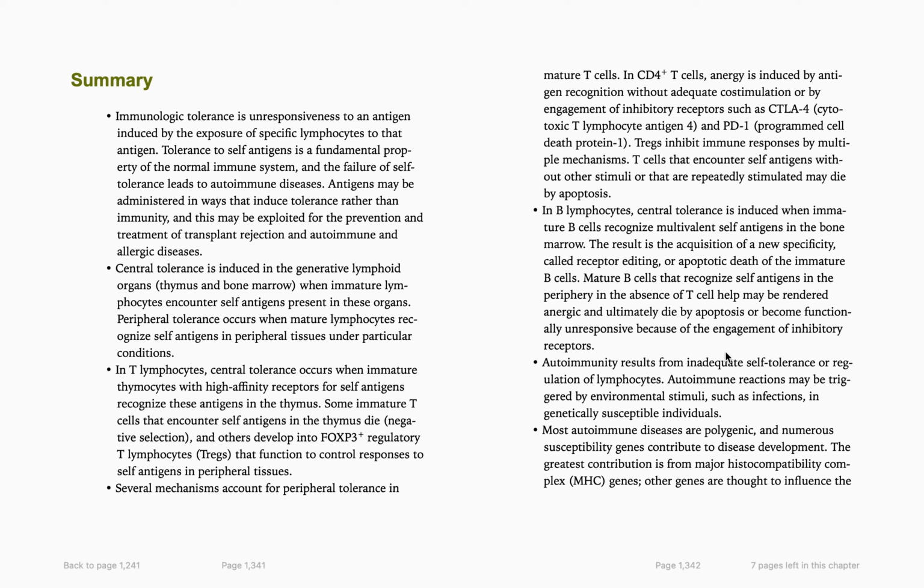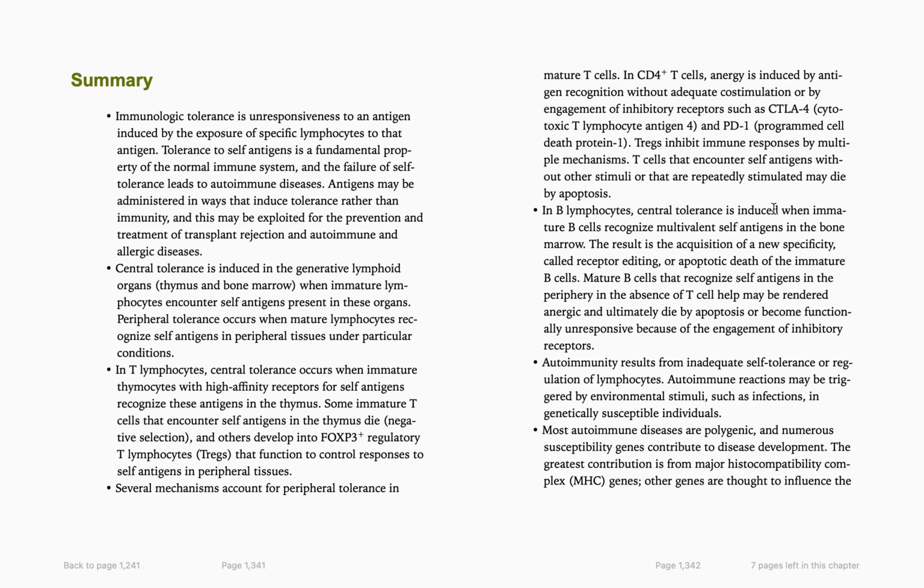Several mechanisms account for peripheral tolerance in mature T cells. In CD4 T cells, anergy is induced by antigen recognition without adequate co-stimulation, or by engagement of inhibitory receptors such as CTLA-4, cytotoxic T lymphocyte antigen 4, and PD-1, programmed cell death protein 1. Tregs inhibit immune responses by multiple mechanisms. T cells that encounter self-antigen without other stimulus, or that are repeatedly stimulated, may die by apoptosis.